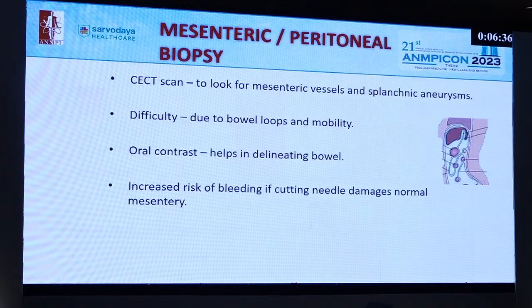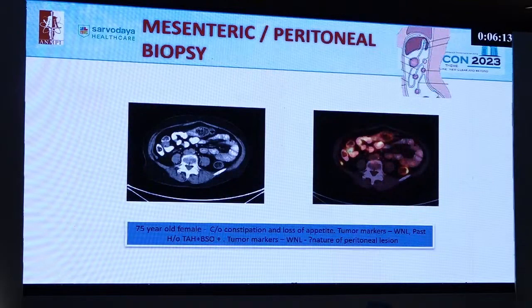For mesenteric biopsy, CECT is always used for looking at the mesenteric vessels and aneurysms. There is a difficult approach in doing mesenteric biopsy because the structures are movable. There may be bowel loops also, and oral contrast can be used to delineate them. There is an increased chance of bleeding if the cutting needle damages the normal mesentery. So how do we approach mesenteric and peritoneal biopsies?